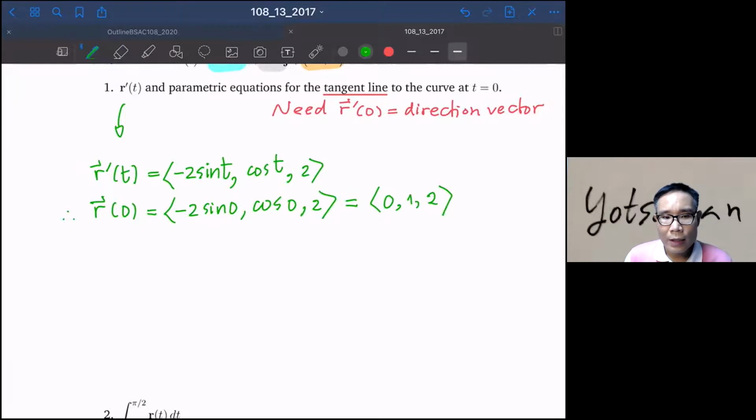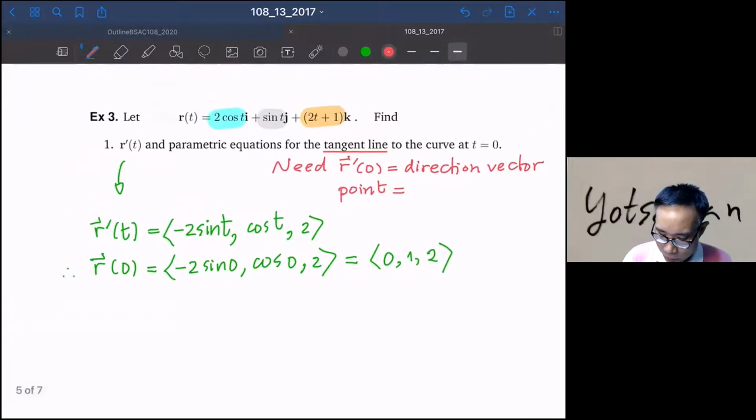And we'd like to know 1 point. Since we have the direction vector, the point can be just any point, so let's just use the point r(0). It's going to be the value of r at 0, so it's going to be 2, sin 0 is 0, and 1. So the point will be 2, 0, 1.